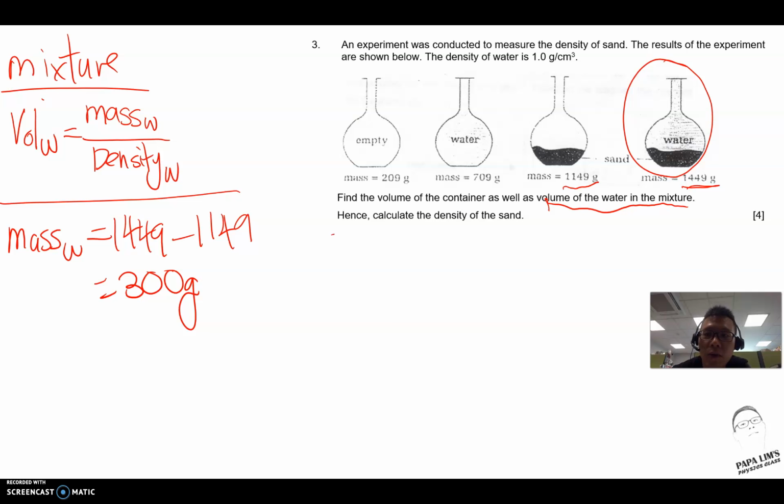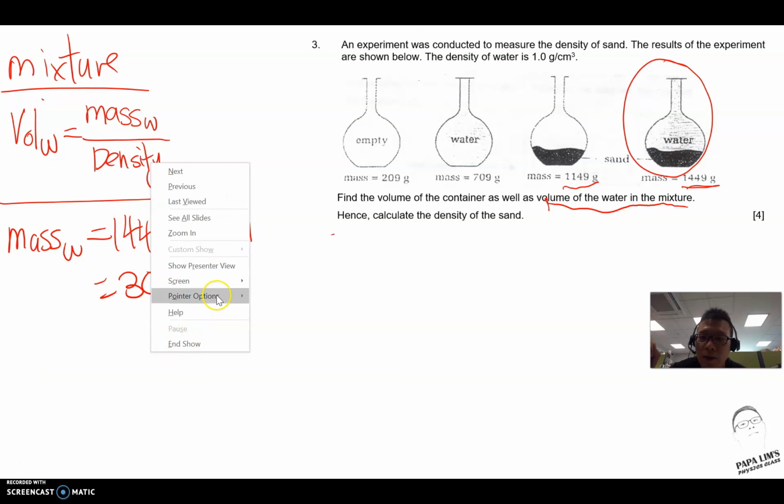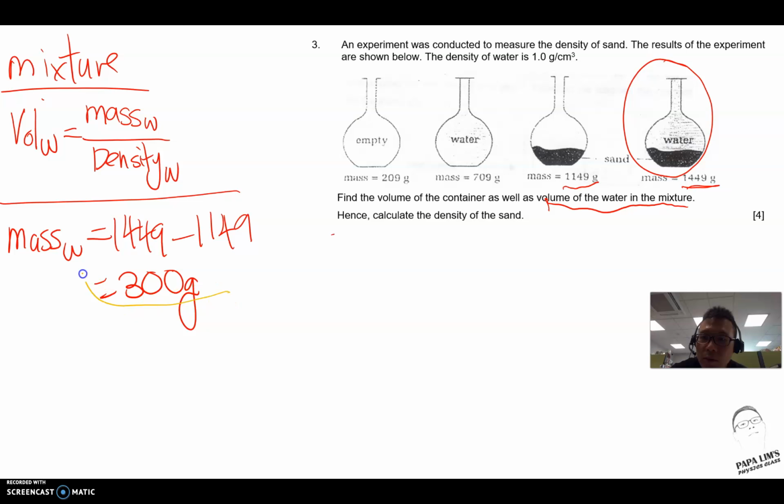So how do I find the volume now? Same thing, once you have the mass, you will substitute it into the equation here. Remember, the density is given already.